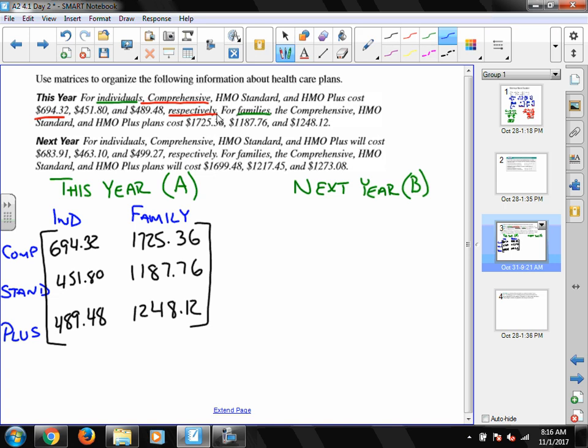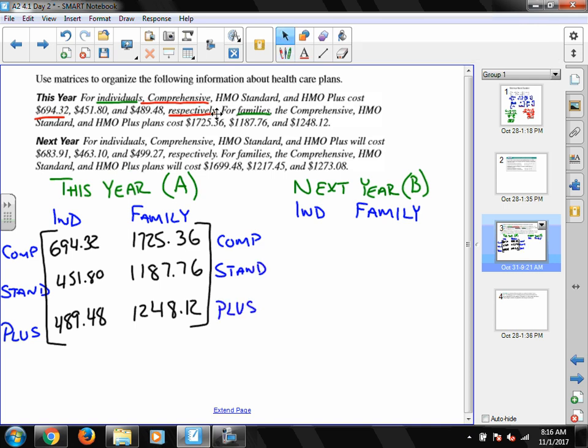Again, we've got the same kind of categories. We've got individuals and families. So we set up our matrix the same way. Comprehensive, standard, and our plus. And again, we just go back up into the problem, and we're going to see how much each of these costs.